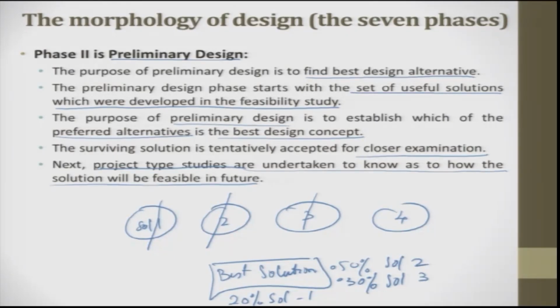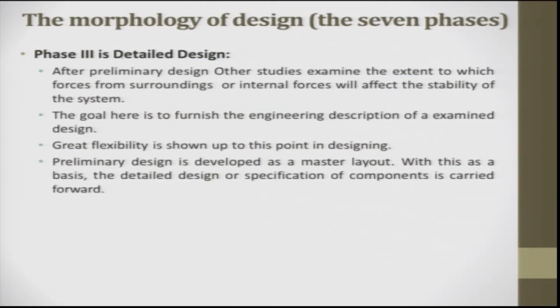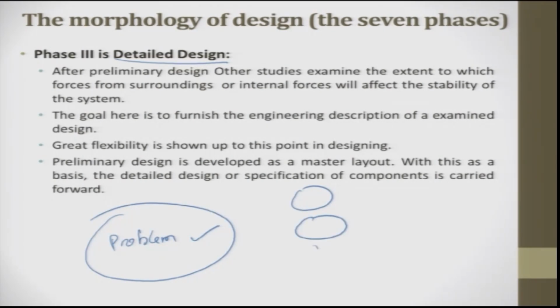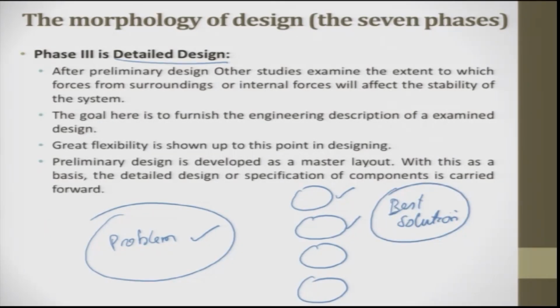Then phase 3, now what you do is a detailed design. You have a problem, you have evaluated that the problem needs a solution, you have developed 4 solutions. So, now you have chosen the best one. One feasible solution, the best solution, is chosen. Now, after choosing the best solution, you work on the detailed design.